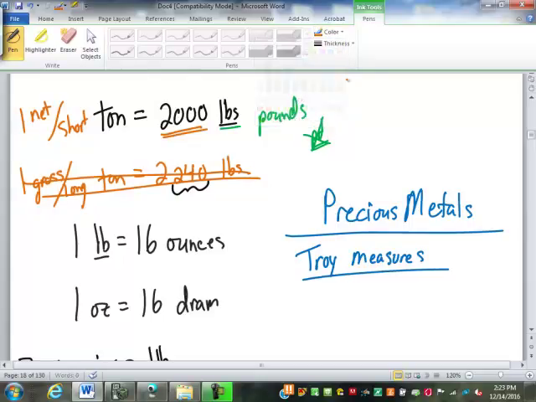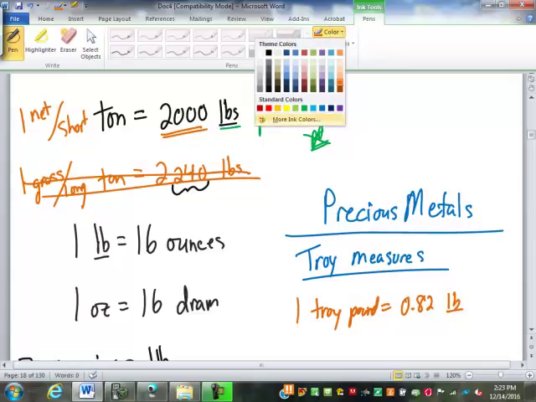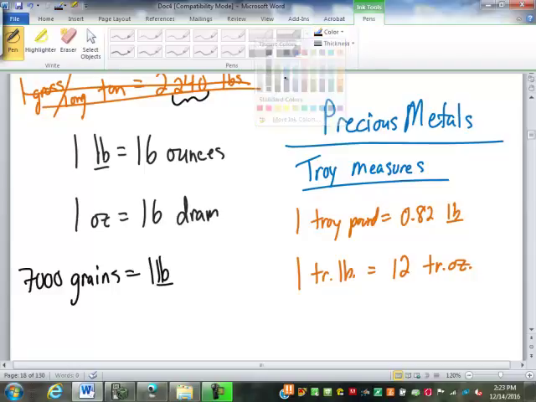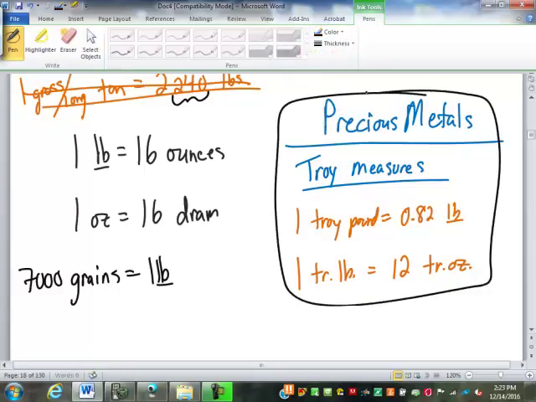So a troy pound is approximately 0.82 of our US pounds. So it's considerably smaller. However, 1 troy pound only contains 12 troy ounces. So a troy ounce is actually slightly larger than a standard ounce. Now again, you'll never be tested on these, but I just wanted you to be aware that there are different units out there that get used for measuring gold and silver.